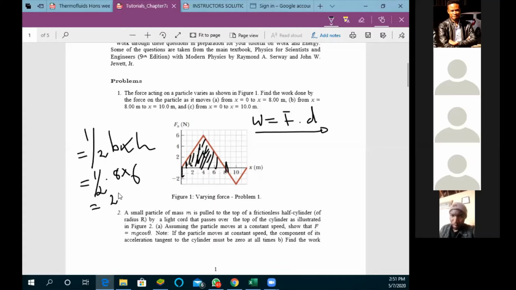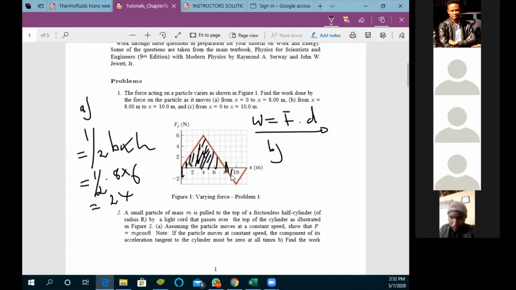24. We are also getting 24. Yes. Okay, sure, 24. Now this is part A. Let's go on to part B. What is part B saying? Part B wants us to calculate the work done from a distance x equals 8 meters to a distance where x equals 10 meters.